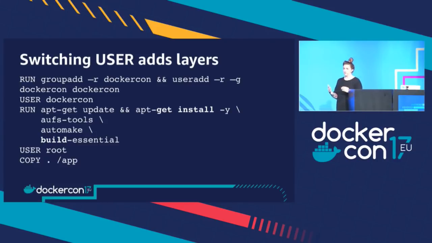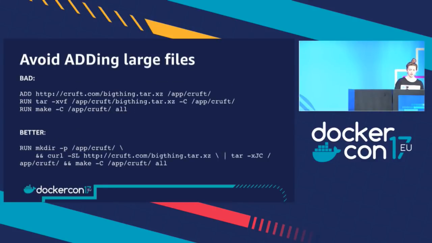So switching user adds layers also. So if you SSH into a server, then you might switch user when you're installing something. So some things might be it's one user, you add a new DockerCon user, and then you switch it. That actually adds layers. So every time you switch your user, you commit a new layer. So if your image is something like Node.js and it comes with its own user when you install it, use that user. Try to avoid switching layers where you can.